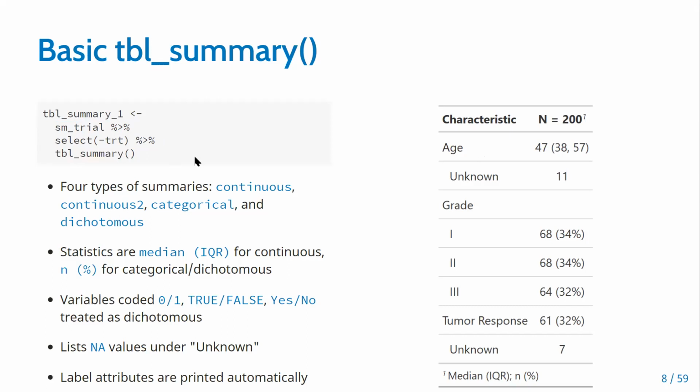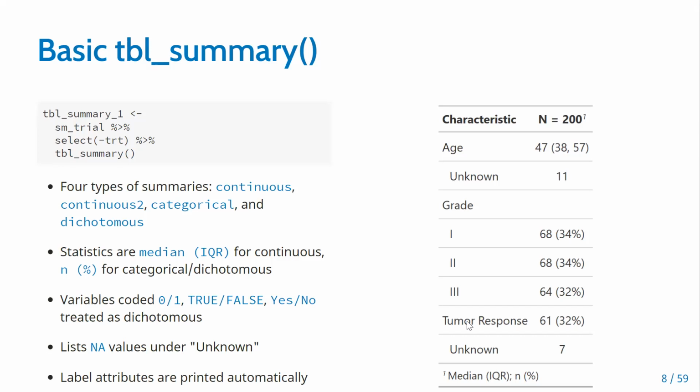So with almost a single line of code, you have a table that can be your Table 1 in a publication, which is fantastic. You'll see here, we have on the very top, age is a continuous variable, grade is a categorical variable, and tumor response is a dichotomous variable. We didn't specify any of those types. The tbl_summary function takes in your data frame and does its best to say, okay, this one looks continuous, this one looks categorical, and I think this one's dichotomous.